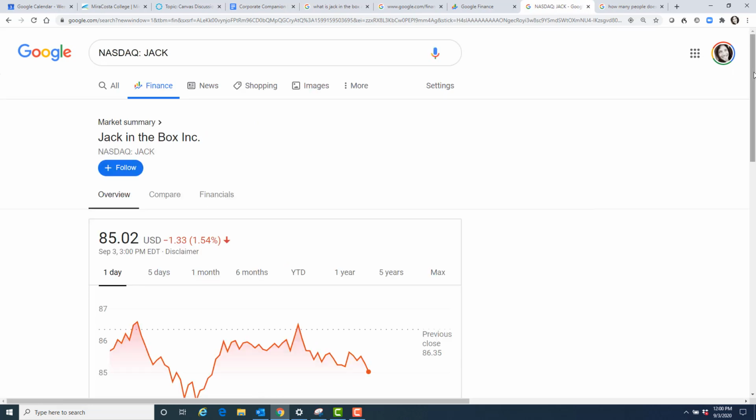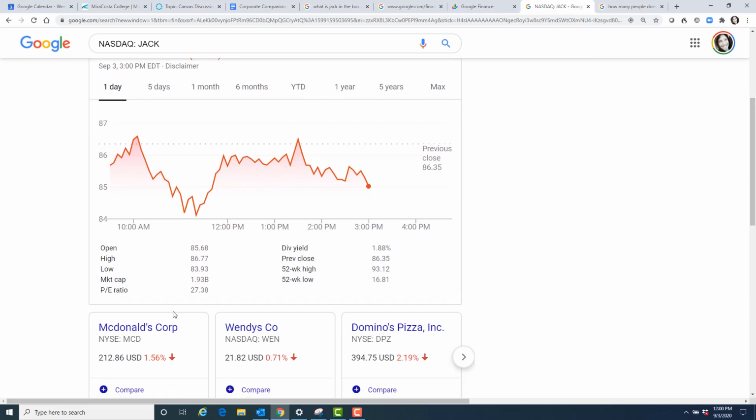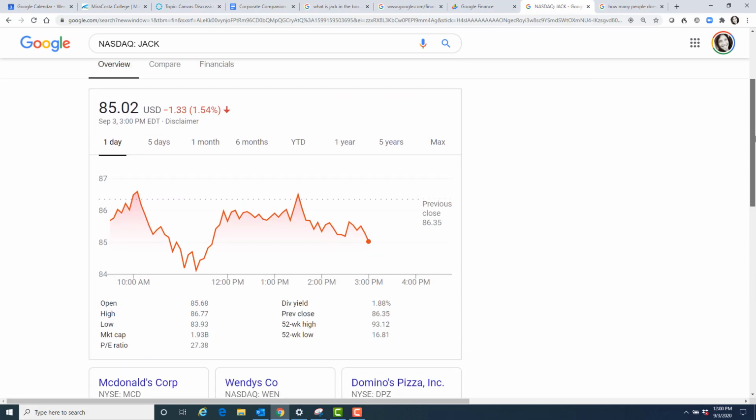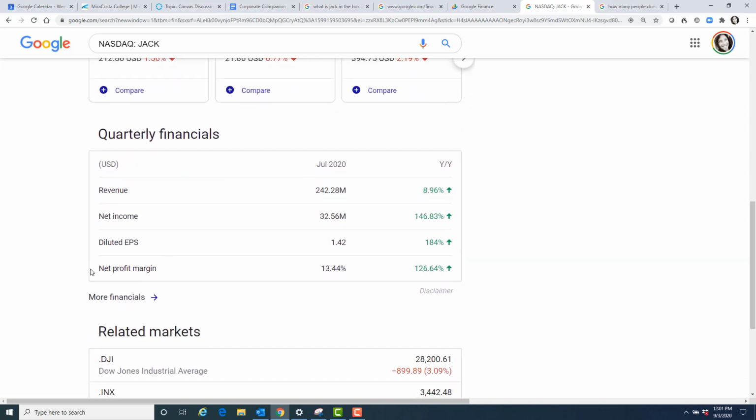So here we are back in the main site on Google Finance. We already captured the PE ratio. I'm looking for the net profit margin. I don't see it up here, but if you scroll down to quarterly financials, aha, here's the net profit margin, 13.44%. So that means as revenue flows in to Jack in the Box, let's use $1 for every dollar of revenue that comes in, they're able to keep 13.4 cents of every dollar that comes in.